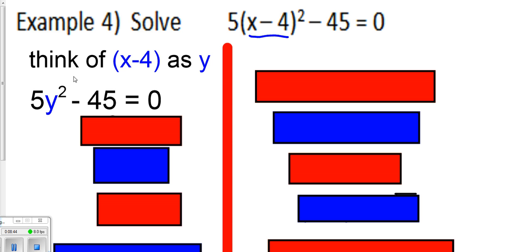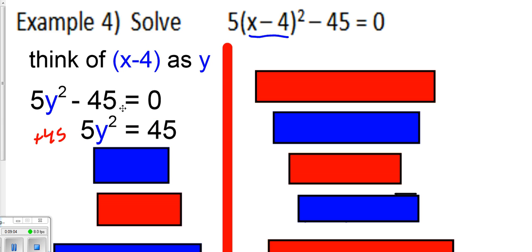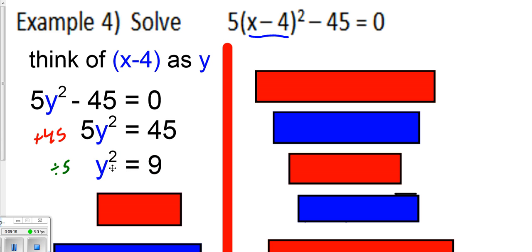Now this looks a lot like one of our other problems. So we're going to pretend for a second that x minus 4 is the same as this term. We're going to call it y. So how to solve it if it were to look like this? We would add 45 to both sides. When we do that, it would now say 5 times y squared equals positive 45. Next thing we'd have to do is divide by 5. Again, when we do so, we're going to be left with y to the power of 2, or y squared equals 9.